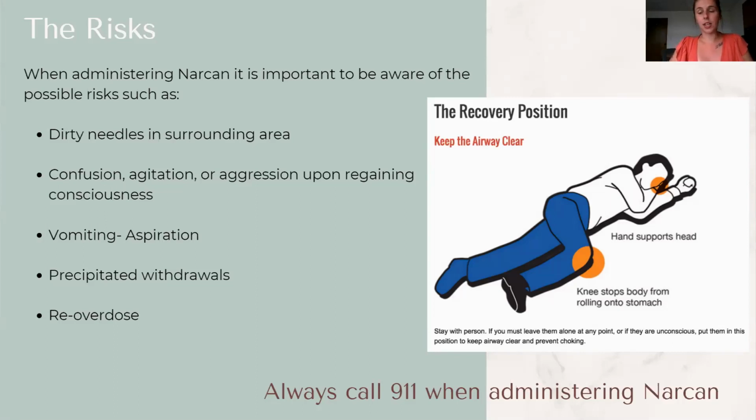Vomiting and aspiration is a high risk when dealing with an overdose. As you can see in the diagram on the right, that is a picture of the recovery position. This is to keep the airway clear in case of vomiting. You lie somebody on their side. You put their bottom arm under their head to support it and their hand under their jaw to keep the mouth open. You then put their top leg in front of them to keep them from rolling onto their stomach. Aspiration is when somebody vomits and it then goes down into their lungs or their airways and can cause asphyxiation or suffocation.